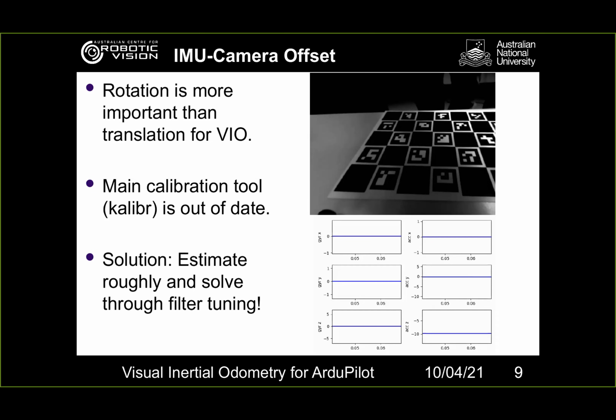So we solved the problem a bit differently. We estimated it roughly, effectively by hand, by saying, okay, well, we know where the IMU frame is. We know roughly where the camera frame is. So now we put some parameters into our configuration file, and then we solve it more accurately using our filter tuning.